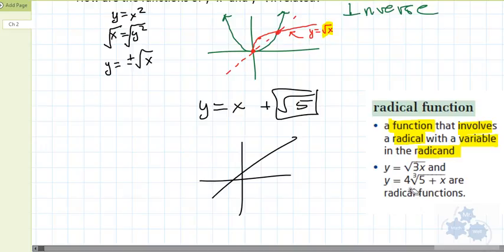So here are some examples down here. y equals root 3x, also y equals 4 times the cube root of 5 plus x. So notice x is underneath the radical sign. And we can have square roots or cube roots or whatever other kind of roots.